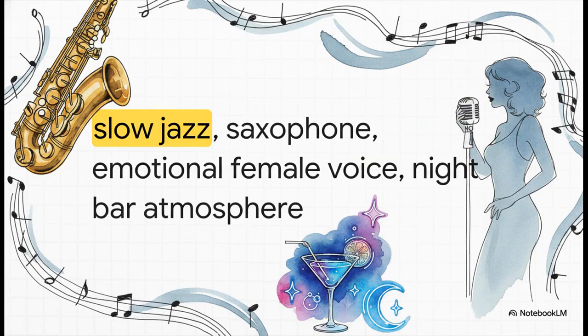Now, what's really interesting about this is how all those ingredients come together to create a highly specific prompt. That prompt is the ultimate magic trick for getting the exact MP3 you need. Listen to this example. Slow jazz, saxophone, emotional female voice, night bar atmosphere. See, it doesn't just say make a jazz song. It dictates the tempo, the lead instrument, the exact vocal texture, and the vibe of the room. The more precise you are here, the better your final audio track is going to be.